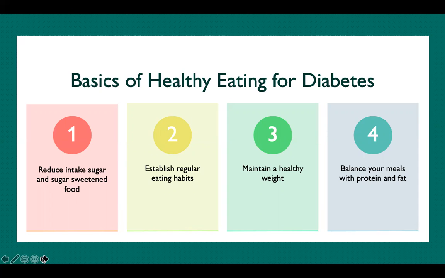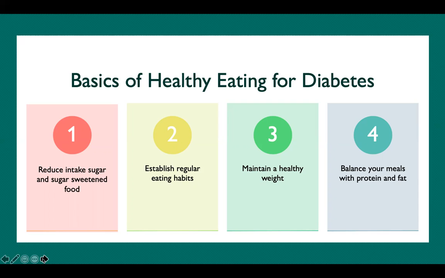And then establishing regular eating habits is very huge. It's really important that you are eating all 3 meals and not skipping any meals and eating roughly at the same time each day. The third is maintaining a healthy weight. That could be through weight loss if needed, or just even exercising or moving your body. And then the last one is balance your meals with protein and fat.